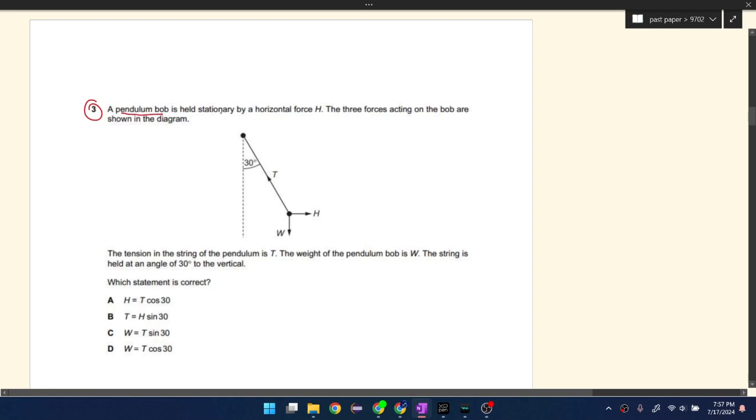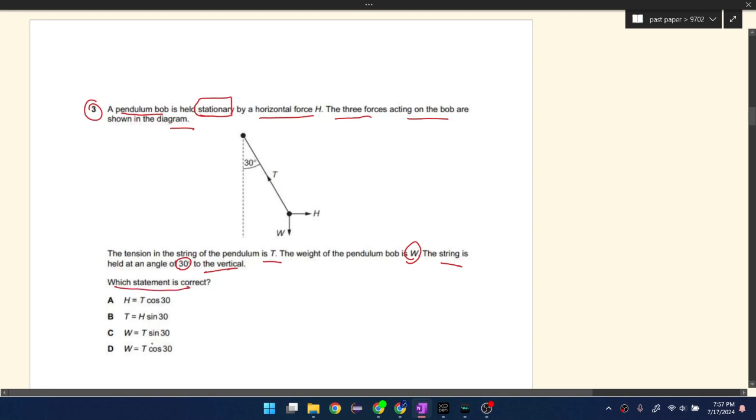A pendulum bob is held stationary. Remember this, it is held stationary by a horizontal force H. The three forces acting on the bob are shown in the diagram. The tension in the string is T, the weight of the pendulum bob is W, and the string is held at an angle of 30 degrees to the vertical. Which statement is correct?